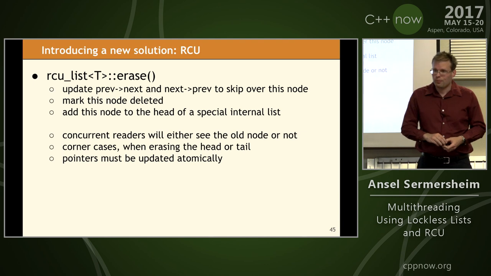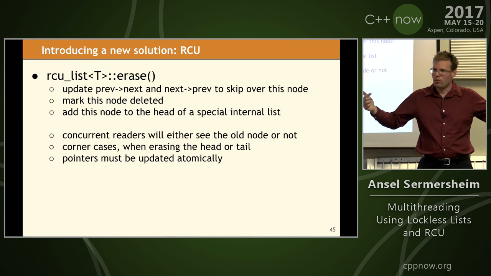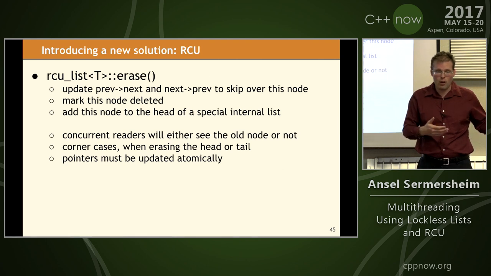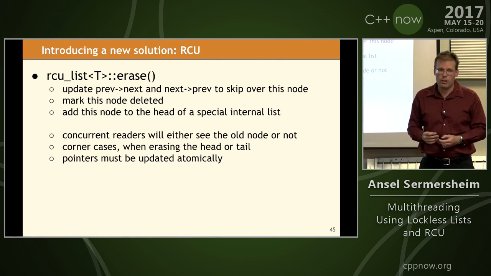Now let's look at erase. This is the update part, essentially, of the RCU list. We update the adjacent nodes to skip over the node we're trying to erase. We mark this node as deleted so that it can't attempt to be deleted again. And we add this node to the head of a special internal list. Readers will either see the old node or not. Again, we're making no guarantees about synchronization, just a consistent list. We have to deal with the head and the tail again. And as long as we update the pointers atomically, this works fine.